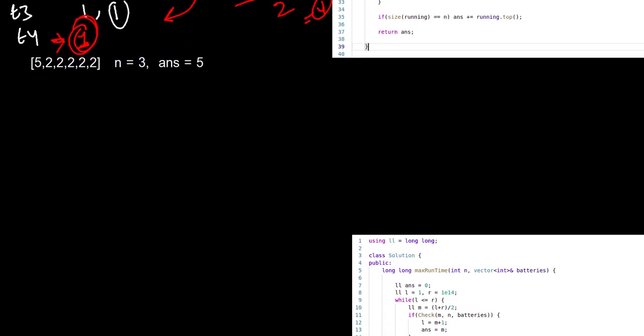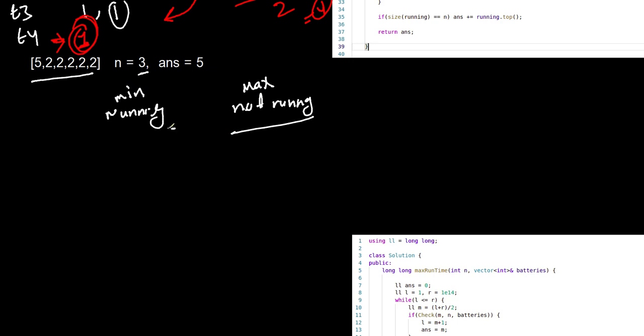Another example is 5, 2, 2, 2, 2, 2, and we have 3 computers, so we have running and not running. And remember, this is a max priority queue and this is min, and we push the maximum 3 batteries to the running, 5, 2, 2, and the remaining batteries we put in the not running.